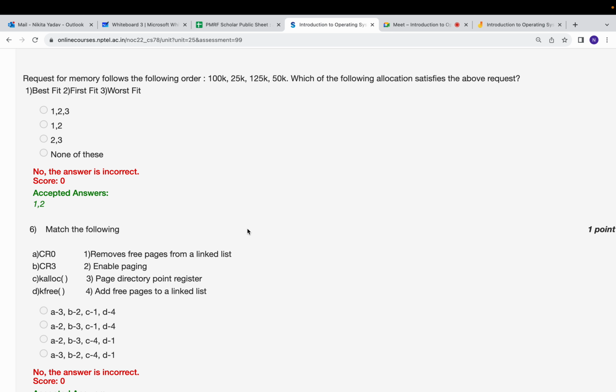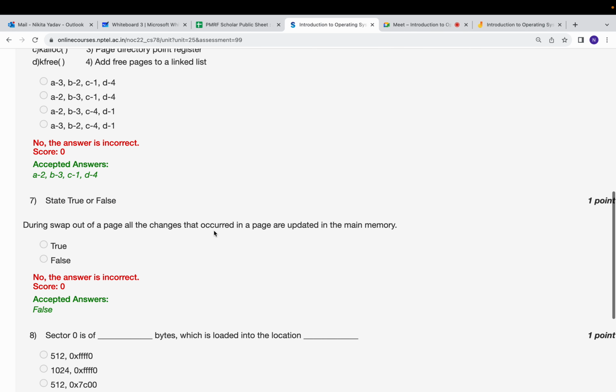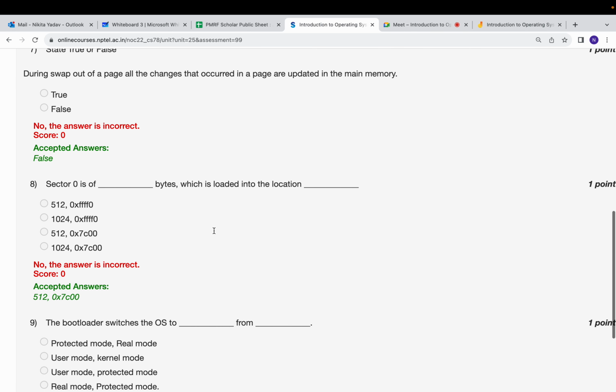Kalloc and Kfree are kernel alloc and kernel free. These are functions in the kernel code. And alloc and free, I think all of you understand what the alloc and free methods do. Yes, ma'am, similar to malloc and free. Okay, so this question I'm skipping, but the answer is also here.